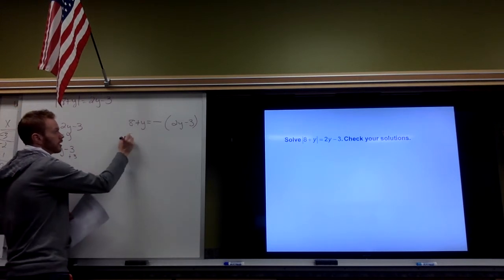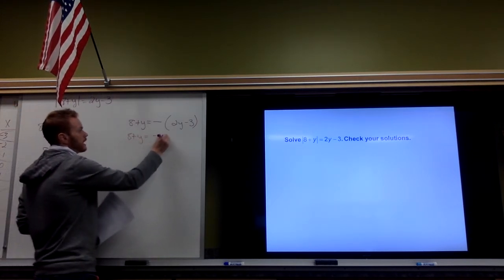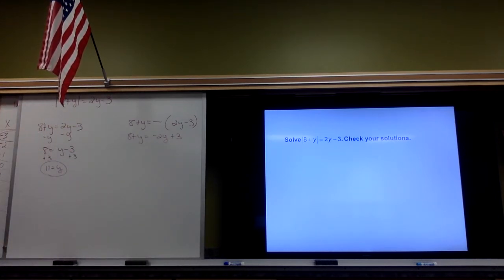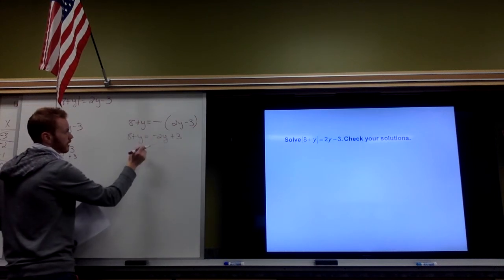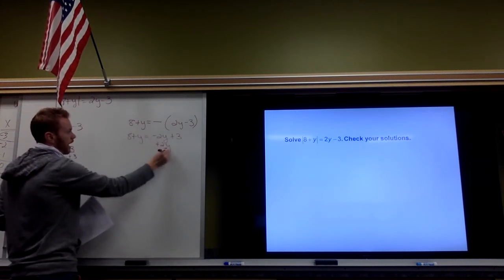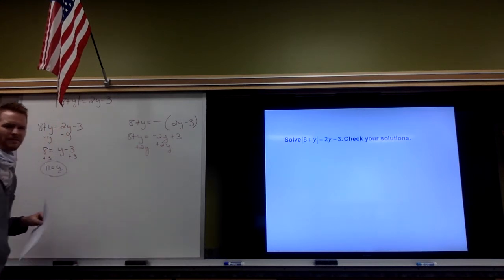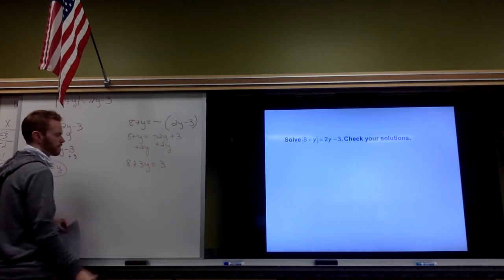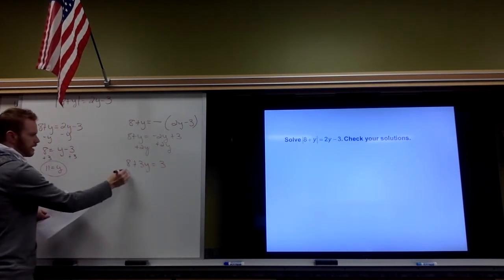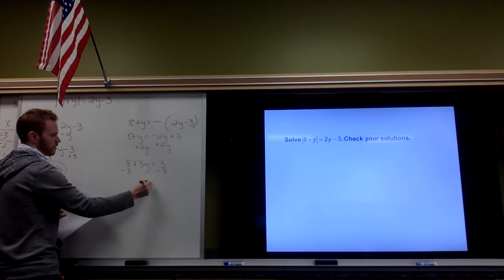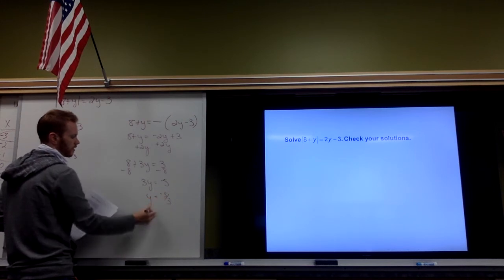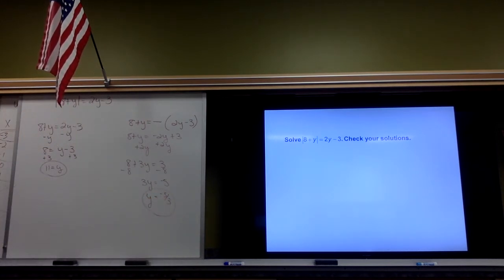Now over here, I'm going to distribute the negative. So negative 2y plus 3. Then combine like terms here. I like keeping the variable positive, so I'll add 2y. 8 plus 3y equals 3. Okay. Subtract the 8. 3y equals negative 5. So y equals negative 5 thirds. Okay. So these are my two solutions.